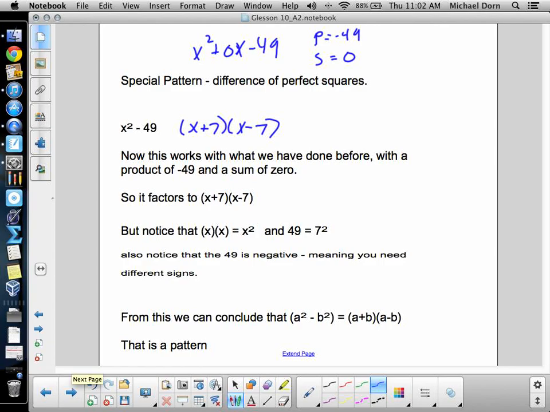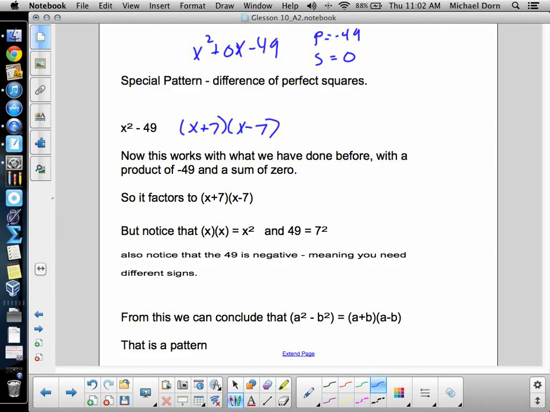Okay? And what do we notice about this? X squared is x times x. Negative 49 is 7 times negative 7. Whenever I get a difference of perfect squares, it always factors like that. Okay?